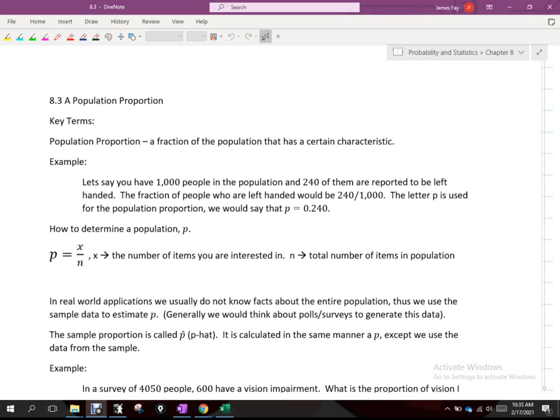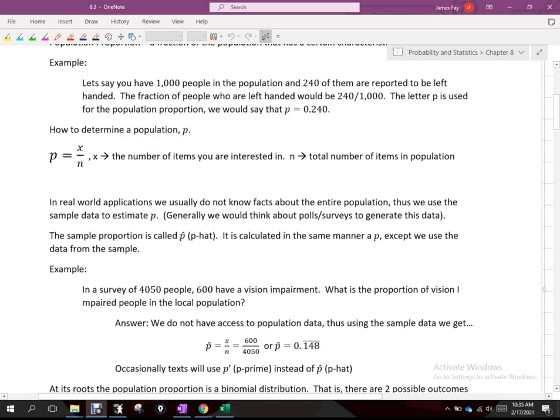Now, as we move forward, like everything else, we probably won't have access to the entire population. So in real-world applications, we usually do not know facts about the entire population. Therefore, we have to use sample data to estimate P.